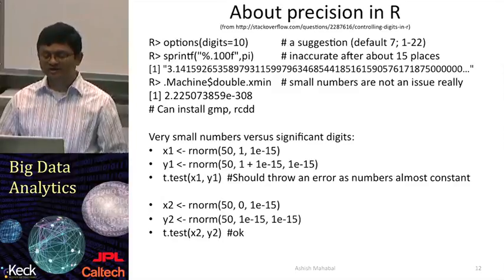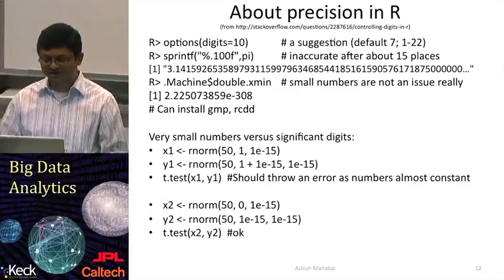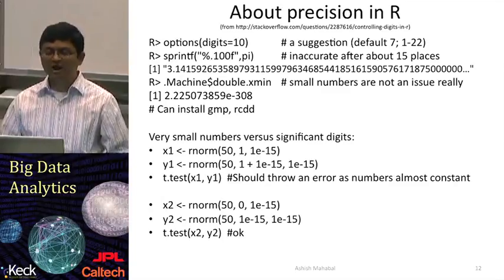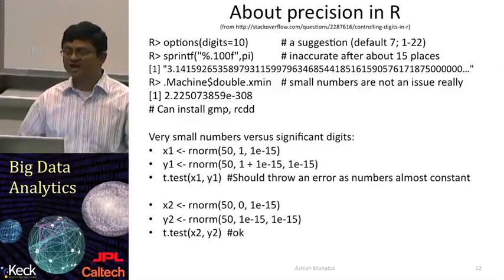So when does it get used and when does it not get used? So look at the next example. Here we are saying that there is a sprint of pi, and we want it to 100 decimal places. And the output is shown there. It becomes inaccurate after about 15 decimal places.